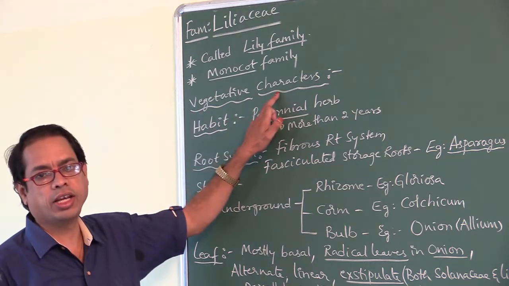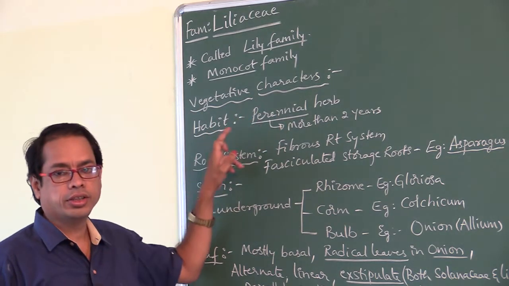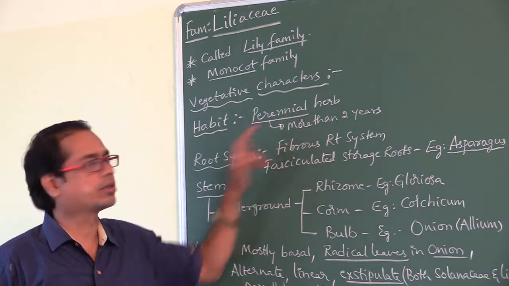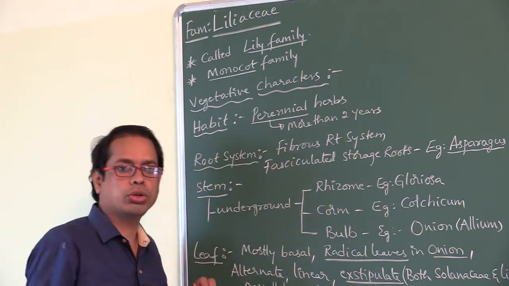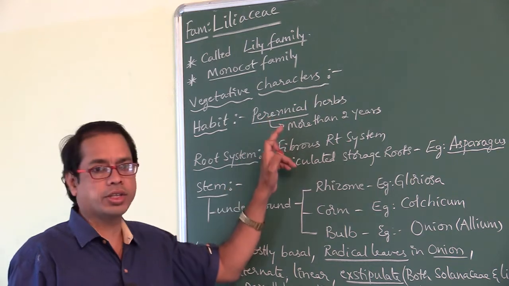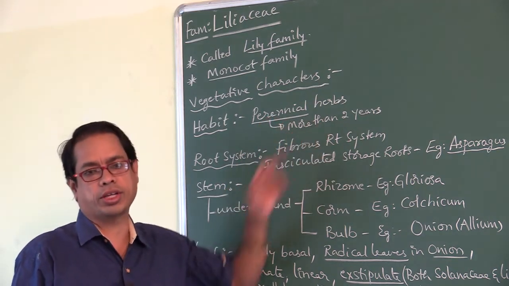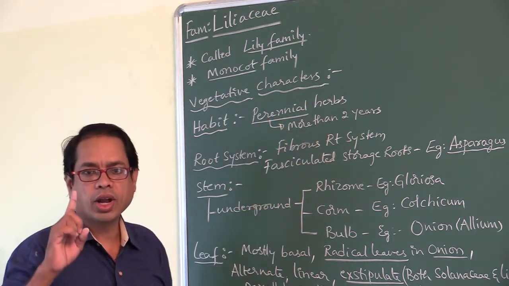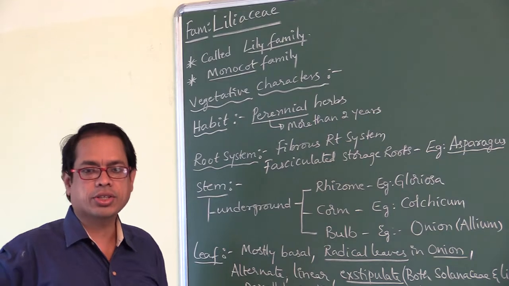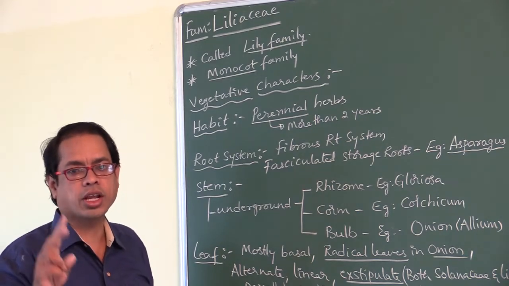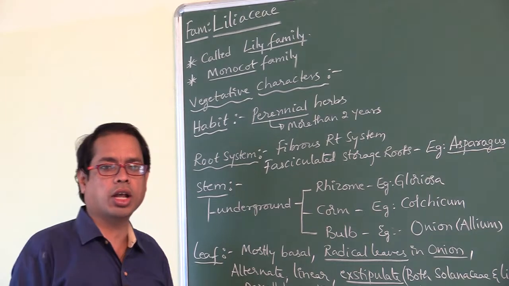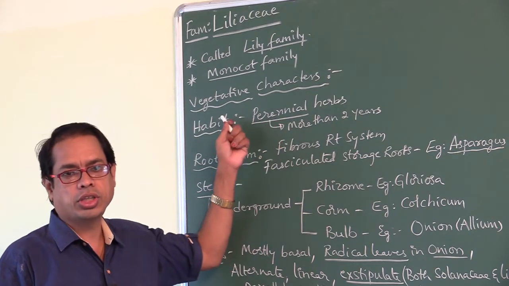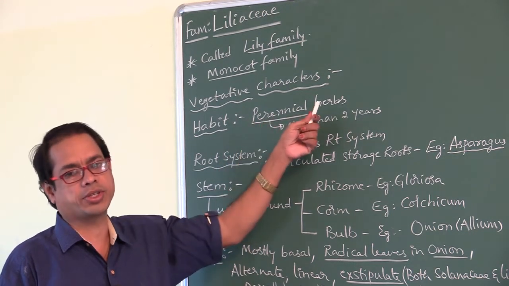Vegetative characters of Liliaceae. Habit. These are perennial herbs. Herbs means 1 to 3 feet. Perennial means which grow more than 2 years. Which grow 1 year are called annuals. Which grow for 2 years are called biennials. Which grow more than 2 years are called perennials. So, these are perennial herbs.